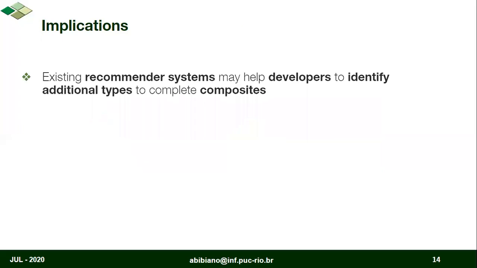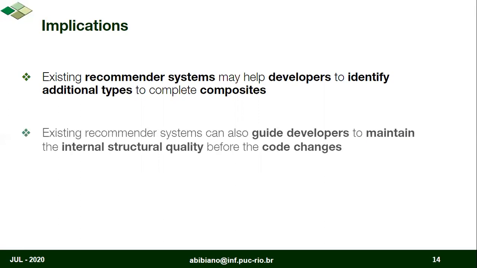As a summary, we suggest that existing recommendation systems may help developers identify additional refactoring types to complete composites. This implication is based on developers often applying refactoring types in composites that are not supported by existing recommendation systems. We also suggest that existing recommendation systems can guide developers to maintain internal structural quality before code changes. This implication is motivated because incomplete composites often keep internal software quality while other code changes are applied.